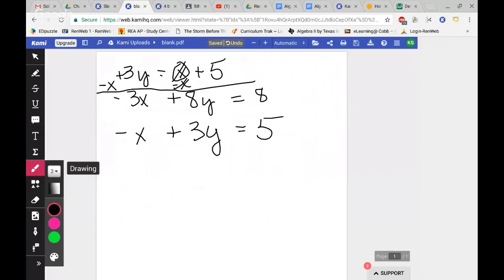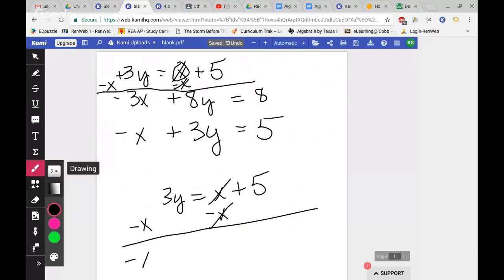A little bit. Should I do it down here? That would make more sense. Thank you. Okay, so what I'm trying to do is get the x over to the other side. So to do that, I have to subtract x from both sides.